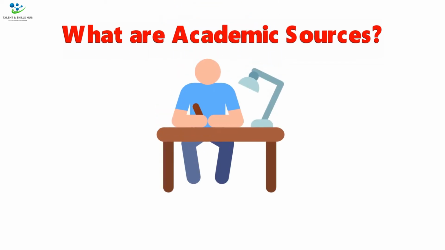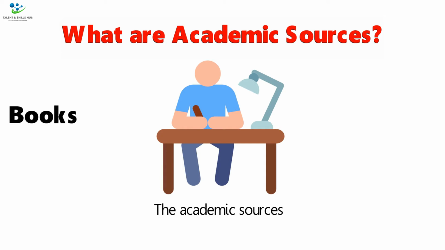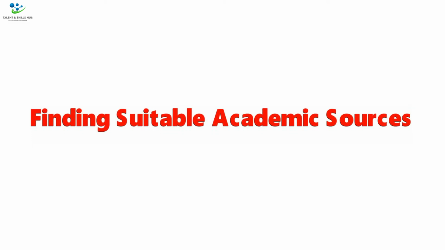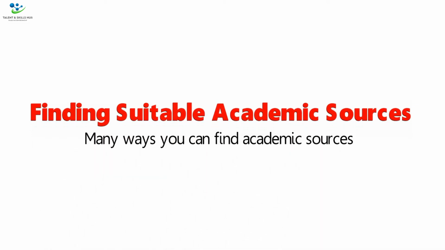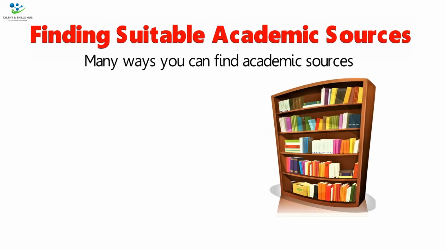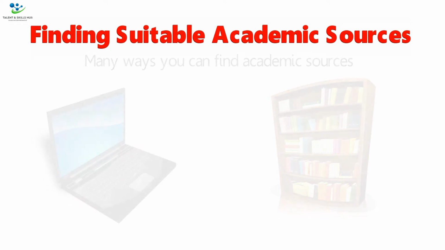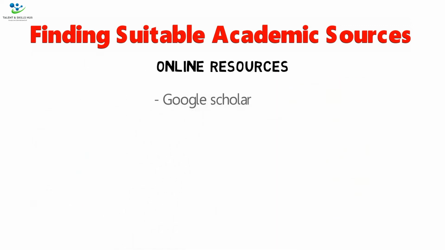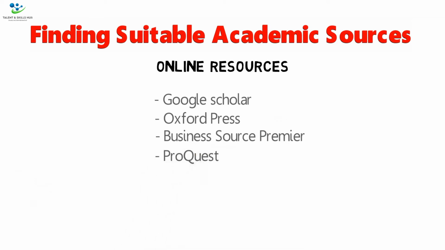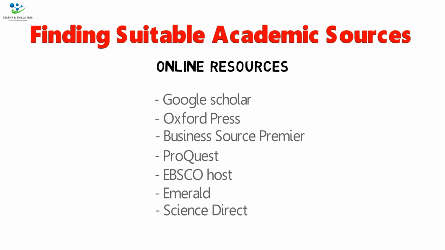While writing your assignment, you will come across many academic sources that will help you to develop your argument and logic. The academic sources, such as books and journals, serve as evidence to support your claims. There are many ways you can find academic sources. A common one is library resources, or library catalog. The other is online resources. Examples of online resources include Google Scholar, Oxford Press, Business Source Premier, ProQuest, EBSCOhost, Emerald, Science Direct, and etc.